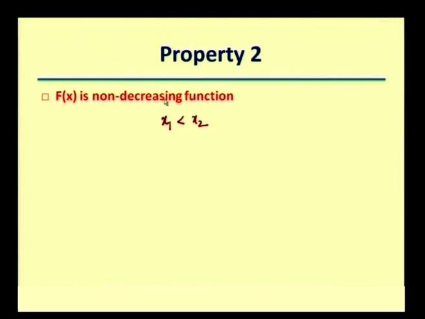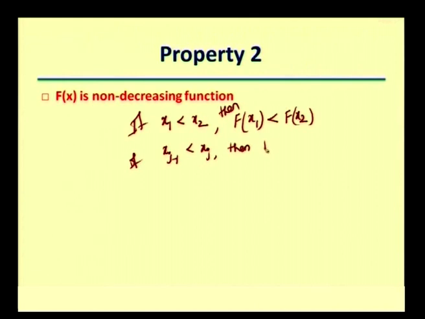Property 2, we have to prove F(x) is a non-decreasing function. That is, we have to prove if x1 is less than x2, then F(x1) is less than F(x2). In general, I will take x_{j-1} less than x_j, and prove F(x_{j-1}) is less than F(x_j).